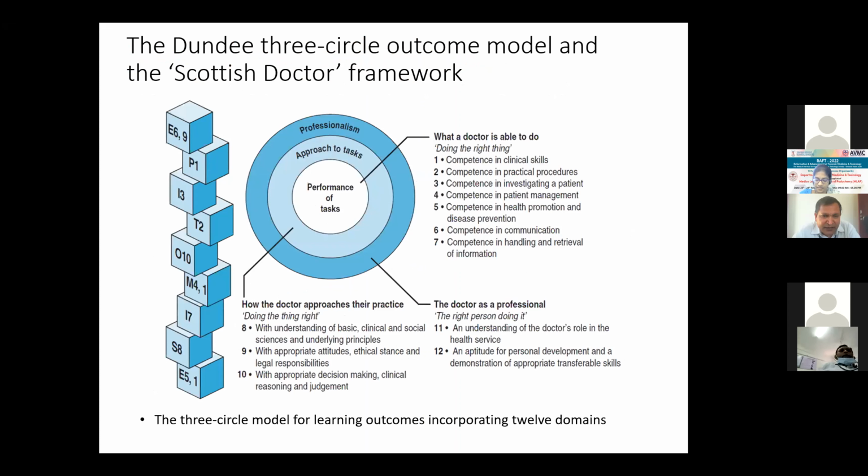And there is another competency framework, the Dundee three-circle outcomes model and the Scottish Doctor framework, which has three circles. I already told about professionalism, approach to task and performance of the task, which is very, very important. It can tell what a doctor is able to do, how the doctor approaches the practice, and what the role is of the doctor as a professional. These are very important things, and they can be followed by everyone as doctors when they are in the institution to teach the students.